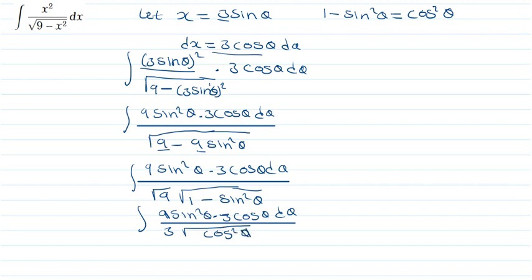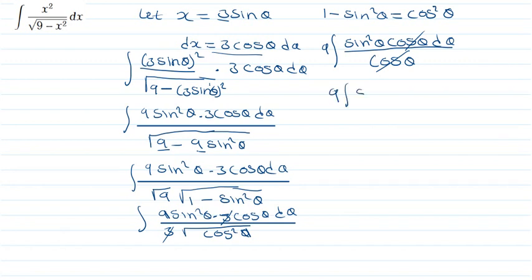With this, I can say my integral is going to be, this 3 and this 3 will cancel out. Then this 9 here, I can take it outside the integral. So I'll have 9 multiplied by the integral of sine squared theta cos theta d theta, then everything over the square root of cos squared theta, which is cos theta. This cos theta and this cos theta will cancel out, meaning that I'm going to remain with 9 times the integral of sine squared theta d theta.